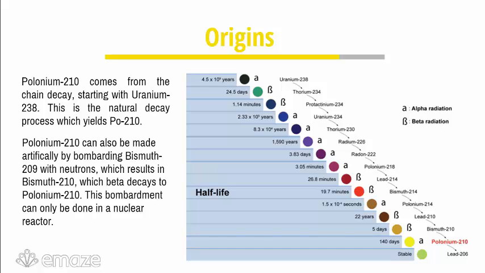Polonium-210 comes from the decay chain, which starts from uranium-238. This is the natural decay process which eventually gives us polonium-210, which is at the bottom of the stepladder. Polonium-210 can also be made artificially by bombarding bismuth-209 with neutrons. This gives us bismuth-210. Bismuth-210 naturally decays to polonium-210. This bombardment can only be done in a nuclear reactor, as it speeds up the process.